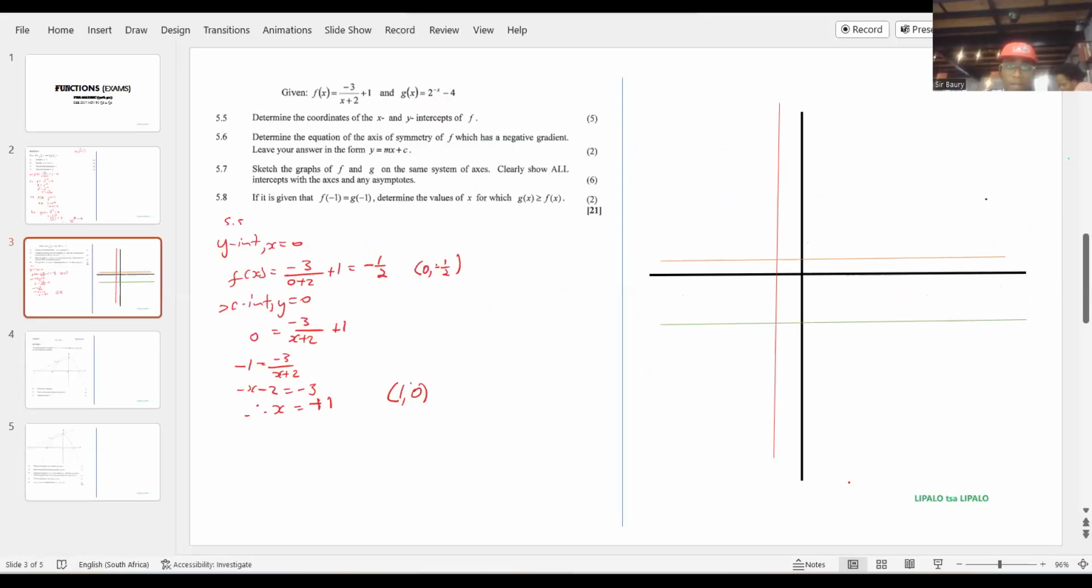Here's the example. We're going to take everything here. So y is going to be equal to negative x plus 2 plus 1. Therefore, y is equal to negative x minus 1. That's the final answer when we solve this.